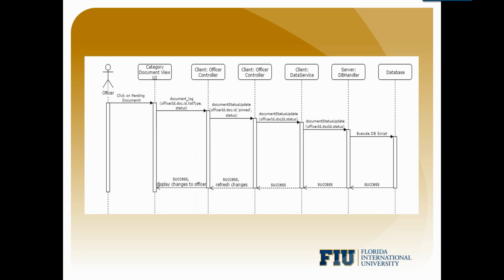This is the sequence diagram for document confirmation, and as you can see, it goes through all the several layers we previously mentioned, starting from the user interface, going then into the officer controller, and then moving into the data service, and finally into the DB handler and database, and then it will return a success message all the way back.